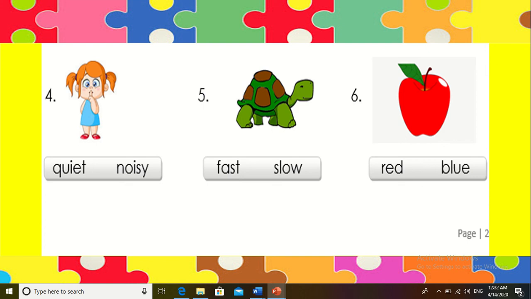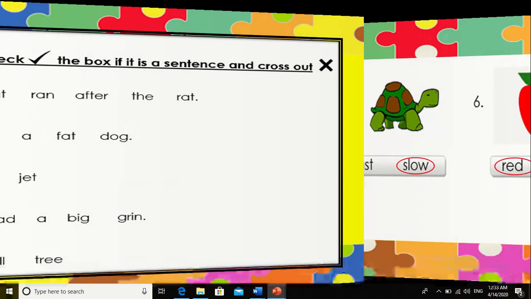Okay, let us answer number 4. Did you circle the word quiet? Great. Number 5, slow. And number 6, red. They are all adjectives or describing words. Any question from that topic? Excellent.